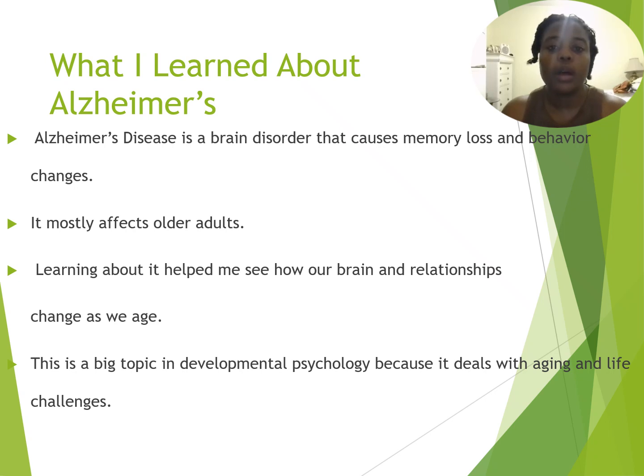So first, what I learned is that Alzheimer's is a brain disorder that causes memory loss and changes in behavior. It mostly affects older adults. Learning about it helped me understand how both our brain and our relationships change as we get older. That's why it's such a big topic in developmental psychology, because it helps us understand the challenges we face as we age.